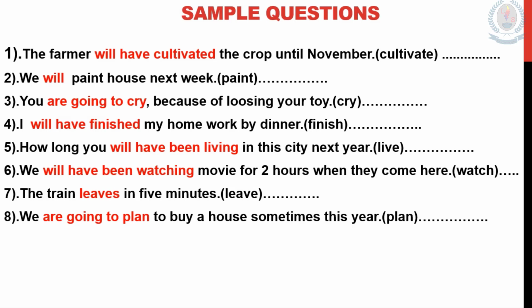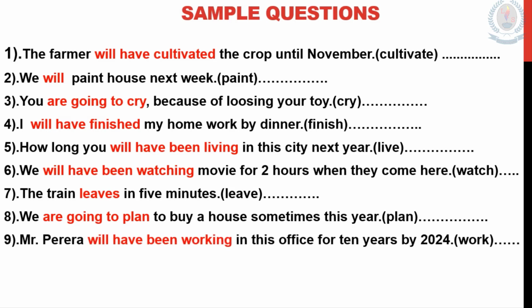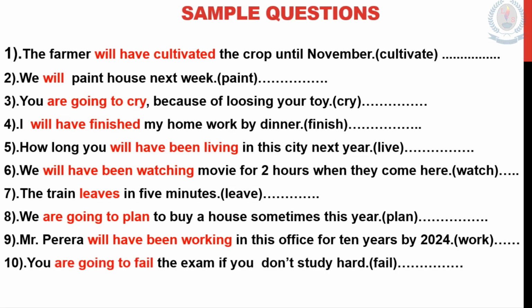We are going to plan. Going to with future. Mr. Pereira will have been working in this office for 10 years by 2024. So will have been working, future perfect continuous tense. You are going to fail the exam if you don't study hard. Are going to fail, going to with future.